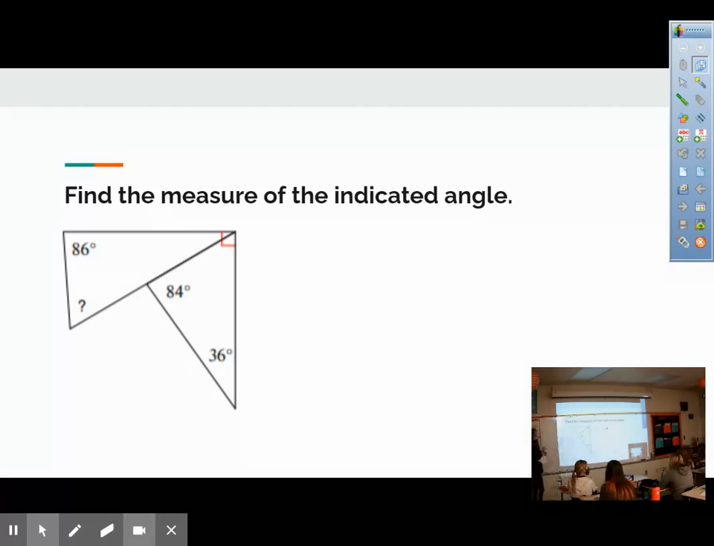Very good. Yep, that's right. So first you had to figure out that partial of that right angle using the triangle sum theorem. Great job.